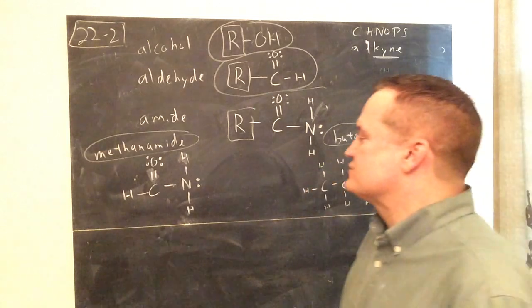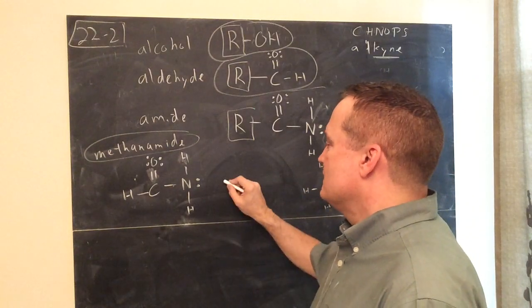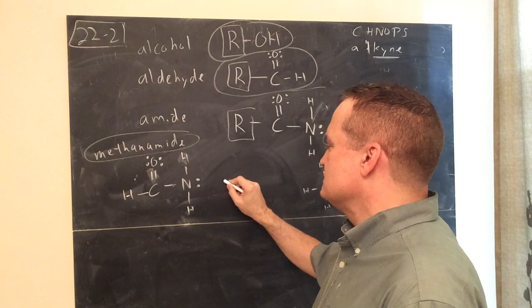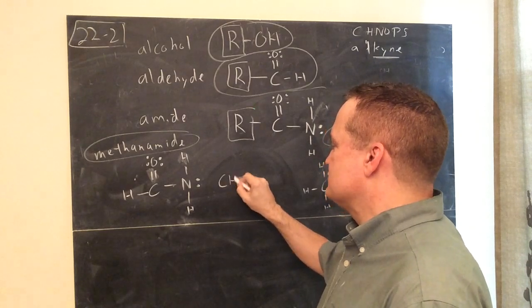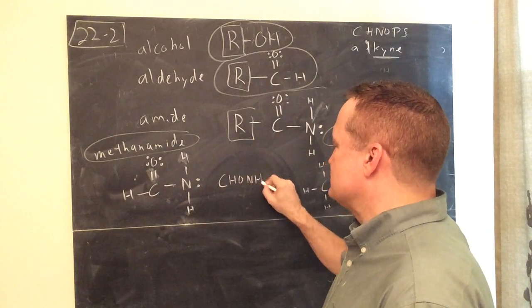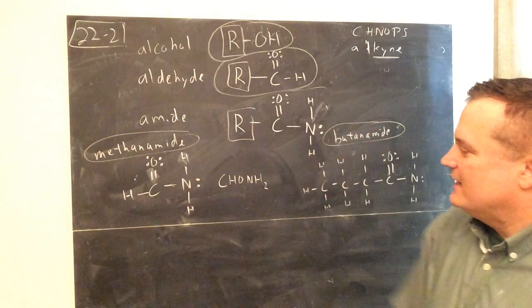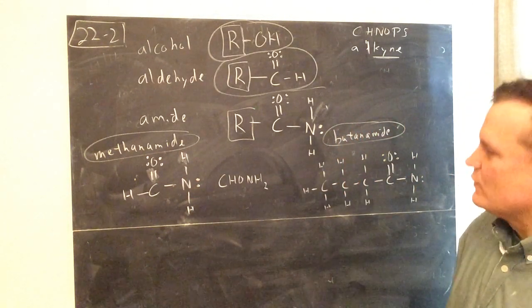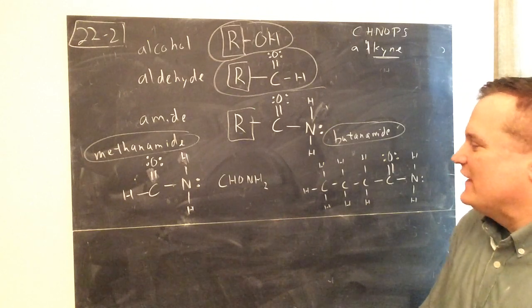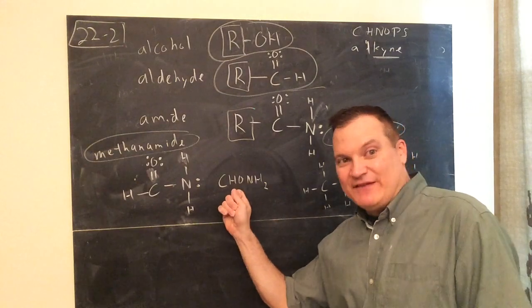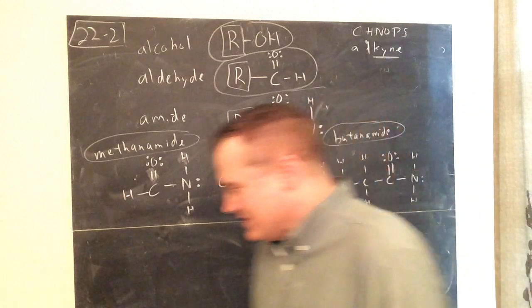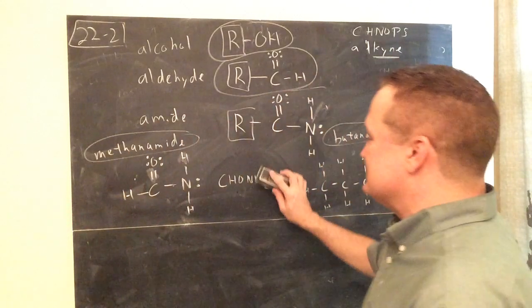Now, of course, if you had to just write the formula only for this, how would I write it? CHONH2? That's kind of strange. You could write it that way, CHONH2 for methanamide. And some people would think, what in the world is that? I don't think they're ever going to do that and say, tell me the name of that. No, they've never done that. So they don't go that way around. That's kind of crazy looking.